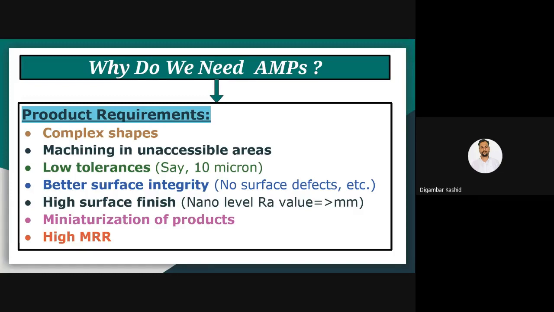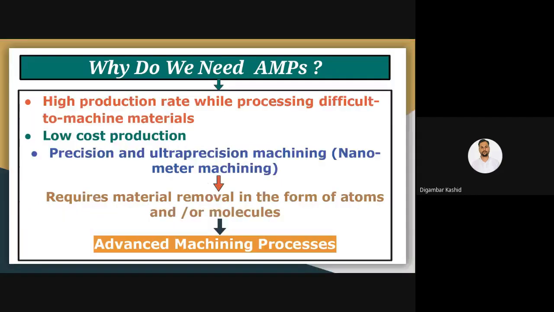They always demand that the cost of production should be as low as possible. They want to reduce the production cost so that they can have higher production and get higher profit. So for that also, to increase the production rate, we can go for advanced machining processes. Another requirement is precision and ultra precision machining or nano level machining.